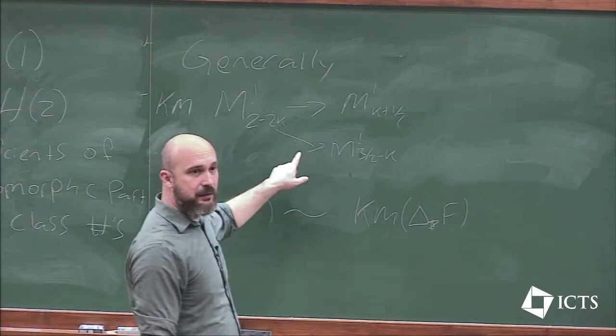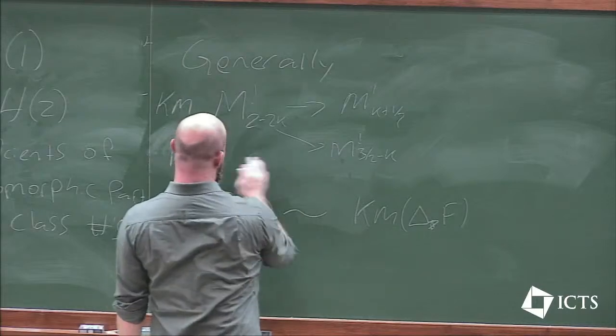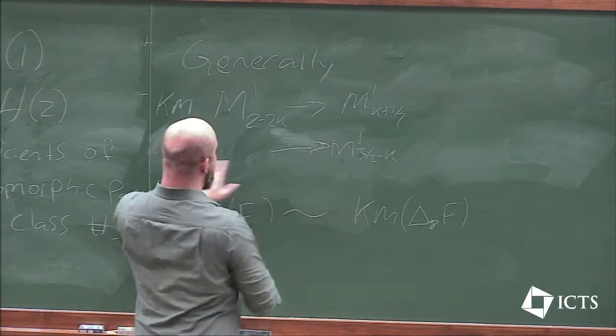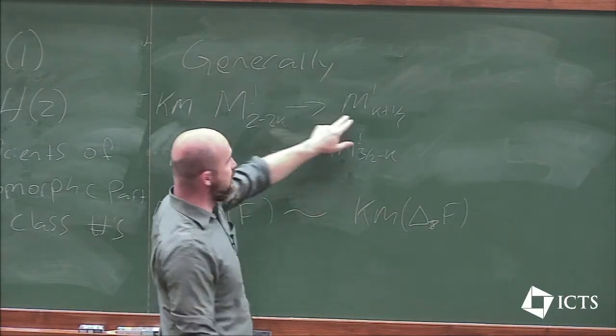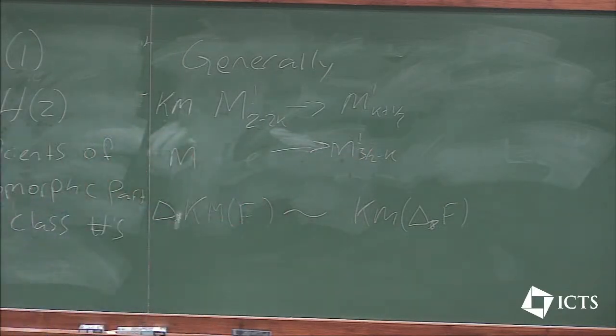Wait, say that again? Yes, the Millson map, yes. The Millson map down here is the one that's going over here. Kudla-Millson is the one going across the top, right? Okay, yeah. And so this is generally what we have here.